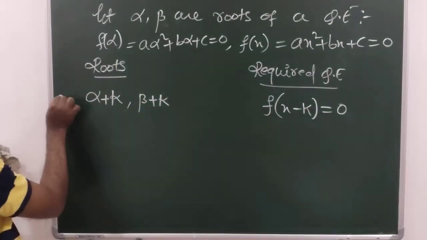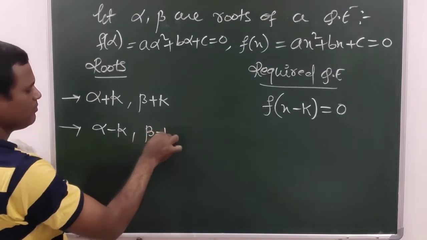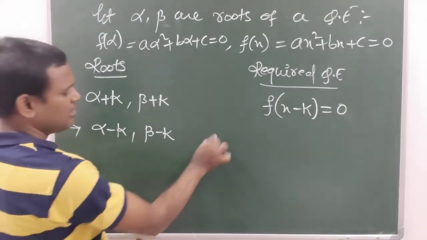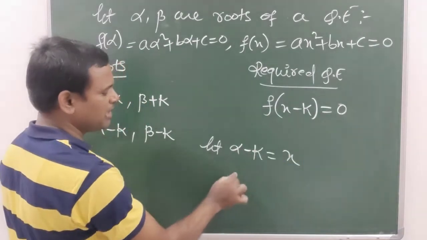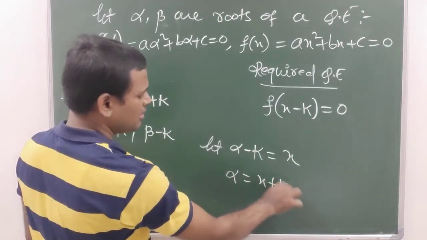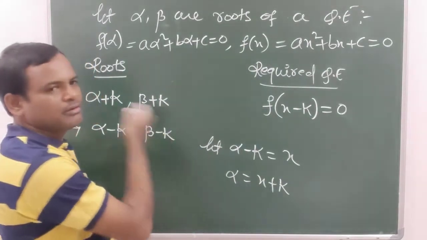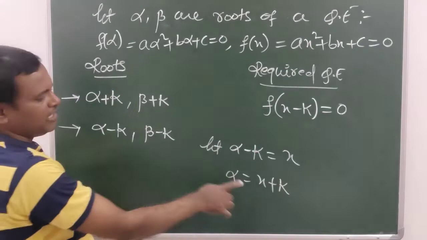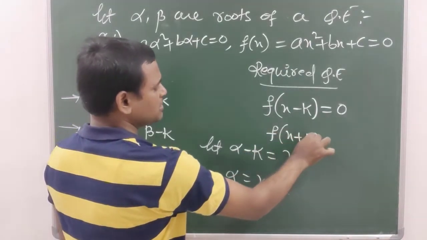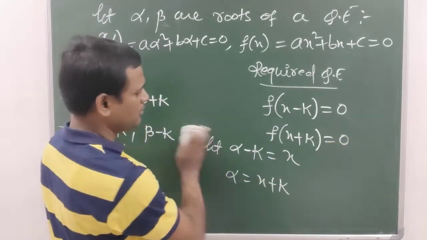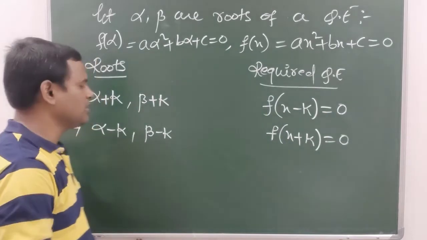So suppose the roots are decreased by k, then what do we do? Let us take one of these, alpha minus k or beta minus k, as x. Then make alpha the subject. What do we get? X plus k. Okay. So same as the previous one. Wherever alpha is there, you substitute x plus k. Here you get f of x plus k, which is equal to 0. Okay. If we simplify this, then we will get our quadratic equation.